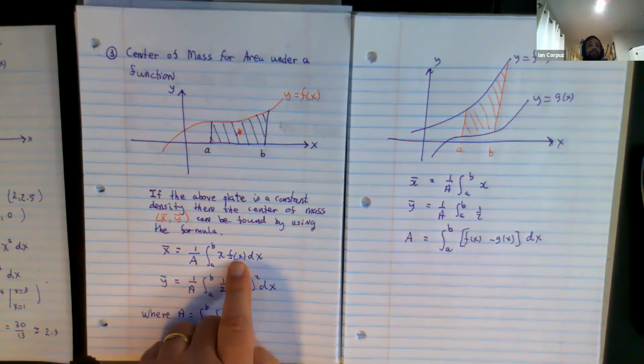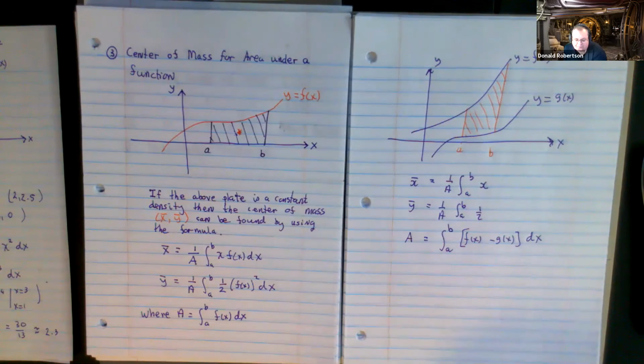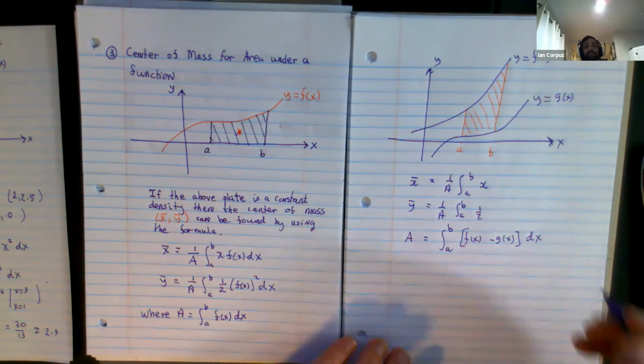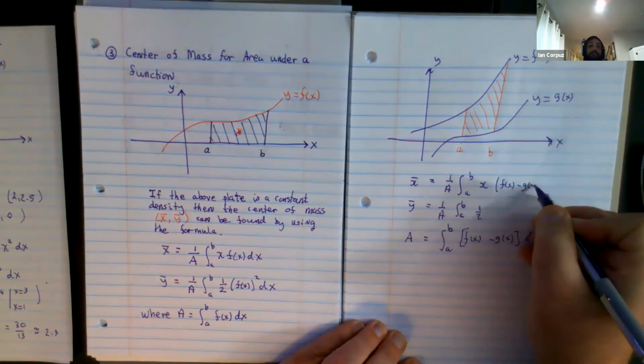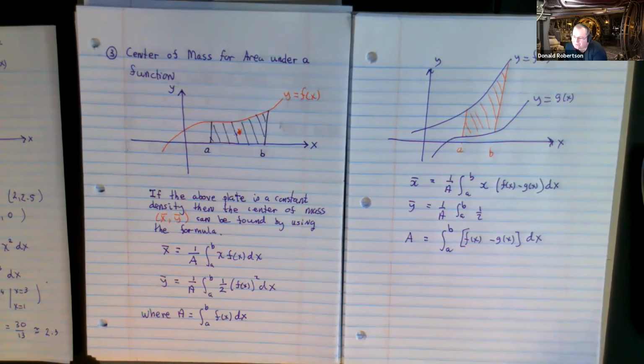How do you think we adapt x bar? Is that still going to be f(x) minus g(x)? We good? Now there's one last guy to adapt.